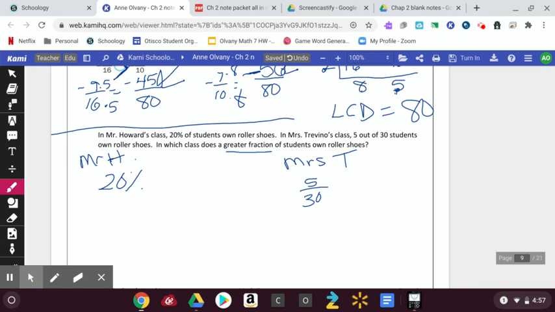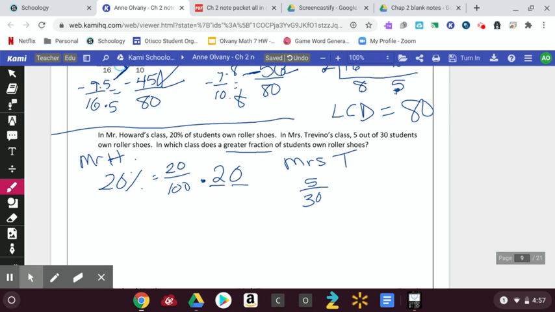I know that percent means out of 100. So this is 20 hundredths. And I know there's 2 places after the decimal to get hundredths. So I'm going to fill in a 20 right there.